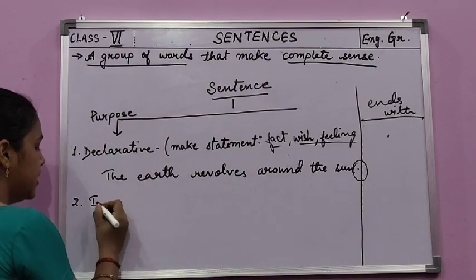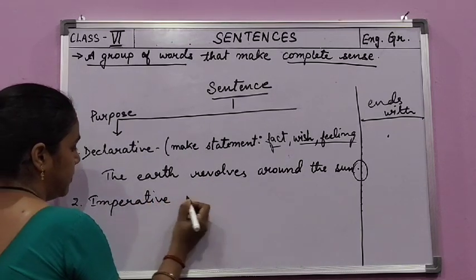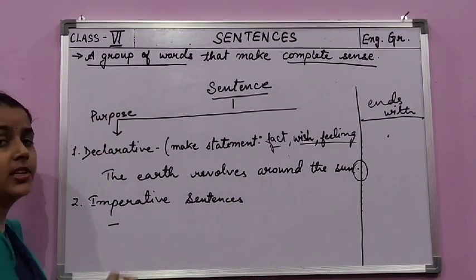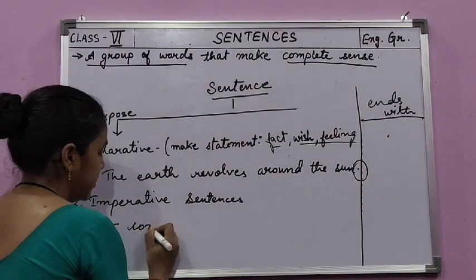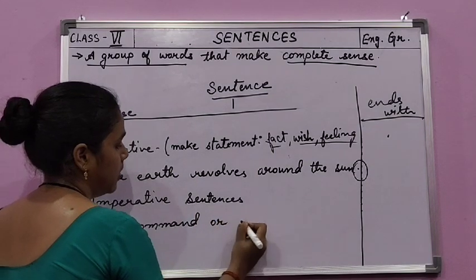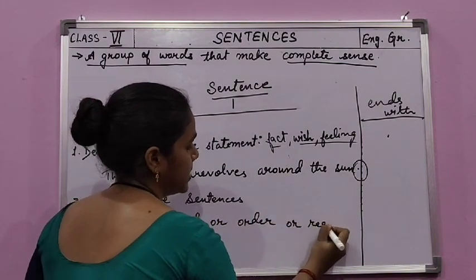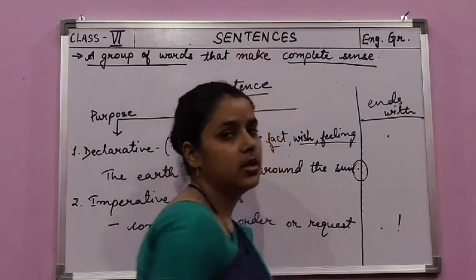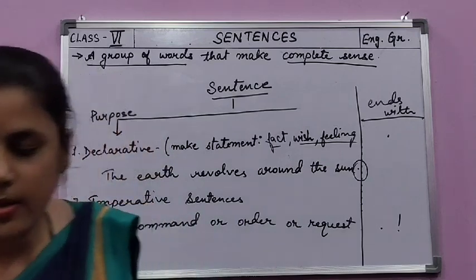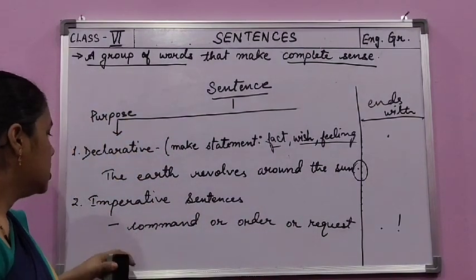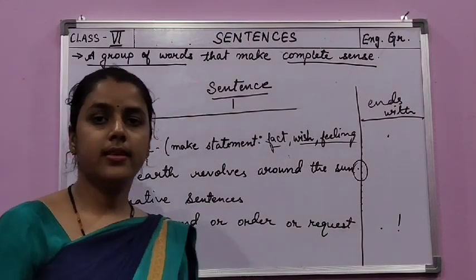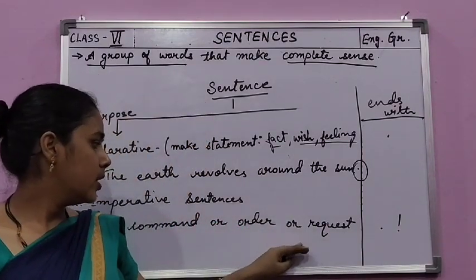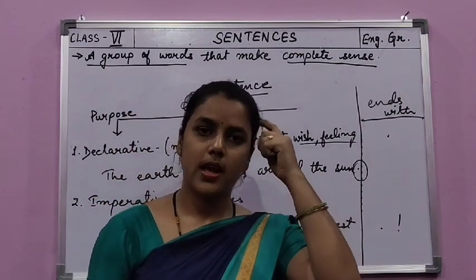Next, let's take the second one, which is imperative sentence. Imperative sentences reflect a command. They are usually a command or order or request. And these kind of sentences end with either a full stop or the exclamation mark. So, imperative sentences क्या होते हैं कि ऐसे sentences जो आपको command बता रहे हैं या कुछ करने के लिए request कर रहे हैं या फिर ऑर्डर दिया जा रहा है आपको कुछ करने के लिए, these are known as imperative sentences.